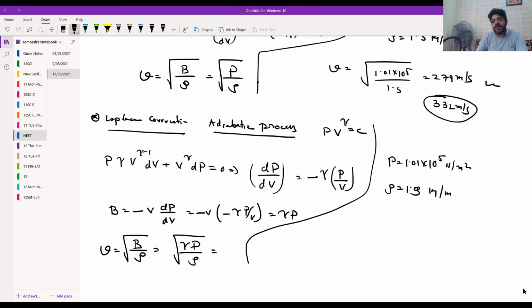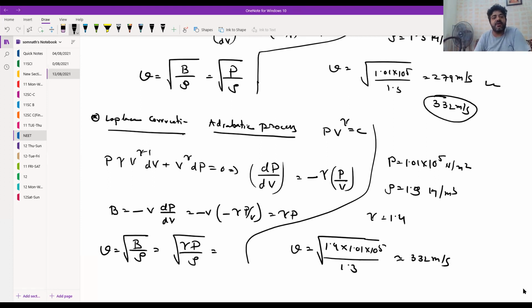And gamma, देखो एयर में क्या होता है? ऑक्सीजन होता है. तो ऑक्सीजन का मतलब क्या? डाइएटॉमिक का गामा क्या होता है? याद करो 7/5, 1.4. So velocity of sound is root of 1.4 into 1.01 into 10 to the power 5 by 1.3. इसका जो वैल्यू आएगा, it's approx 332 meter per second. So Laplace correction is right.